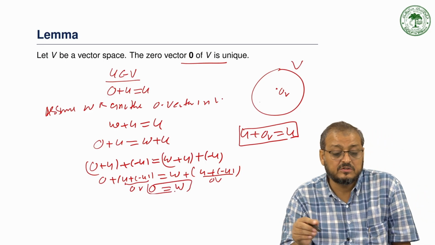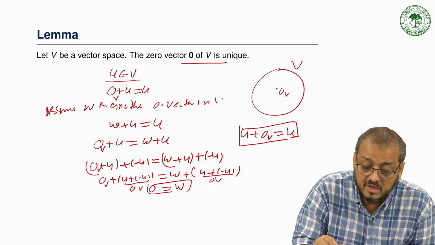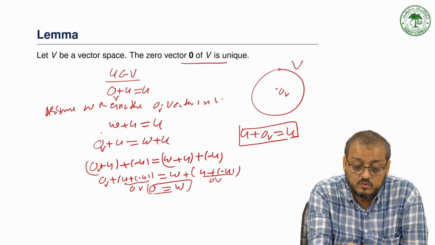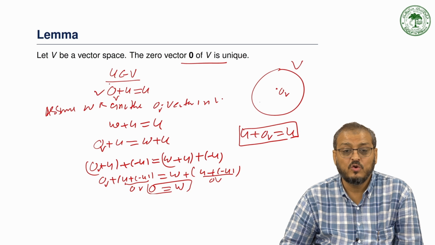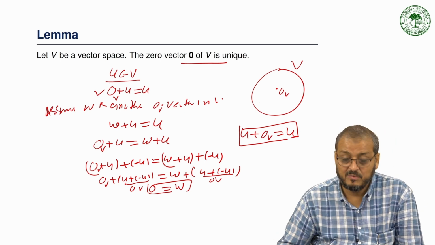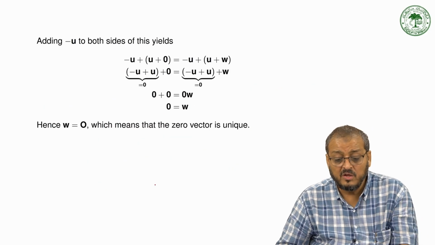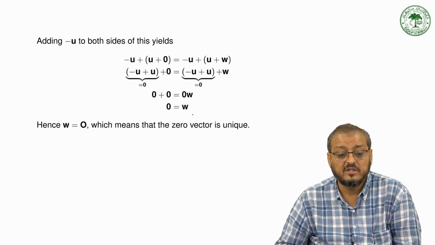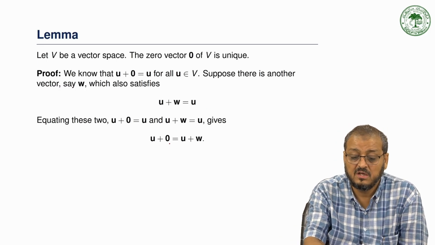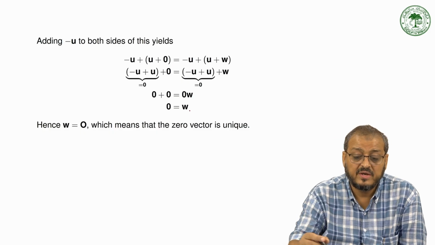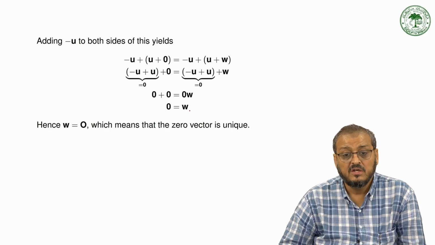So that means we have a 0 vector, and we choose another 0 vector W, and this W is the same as the 0 vector. So W is also the same as the 0 vector, which means the 0 vector in this whole set is unique. We have to prove this from both sides: taking these elements, we get W equal to 0, which means the 0 vector is a unique vector.